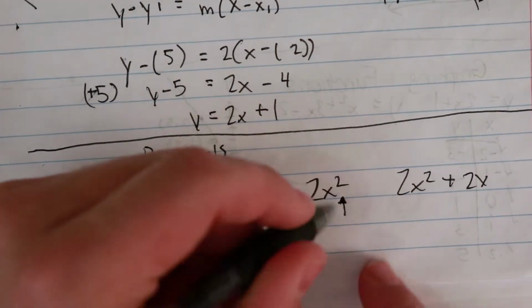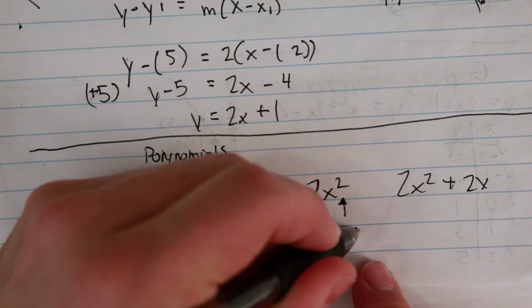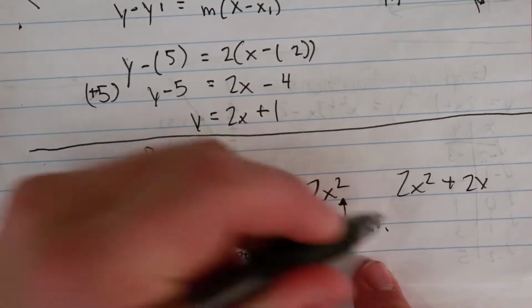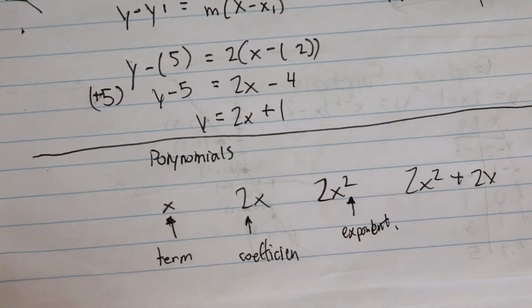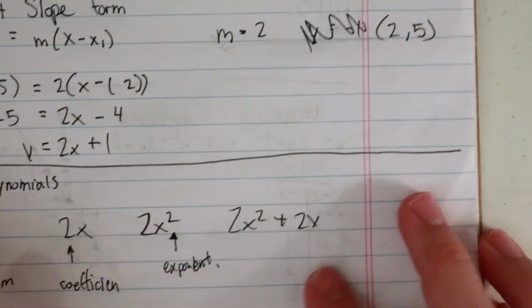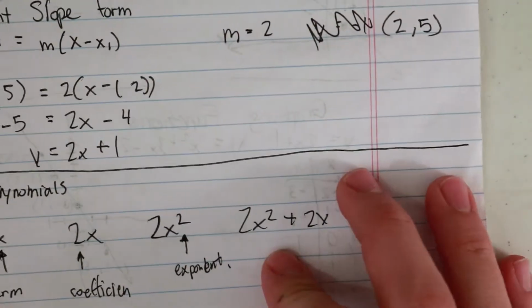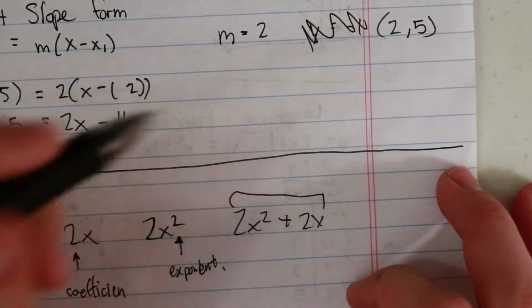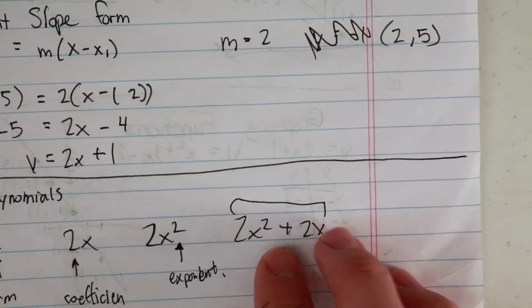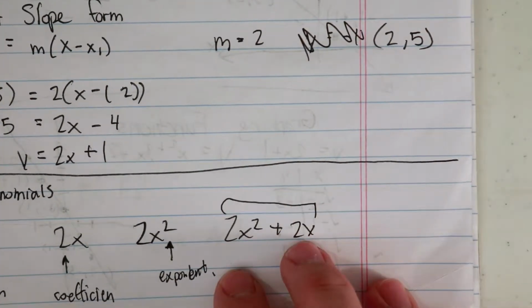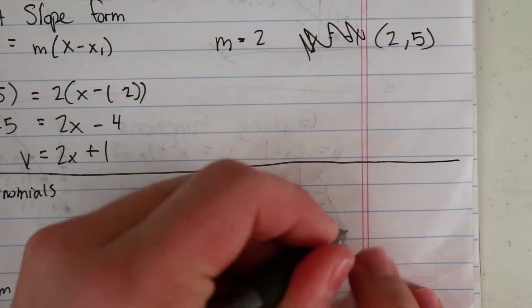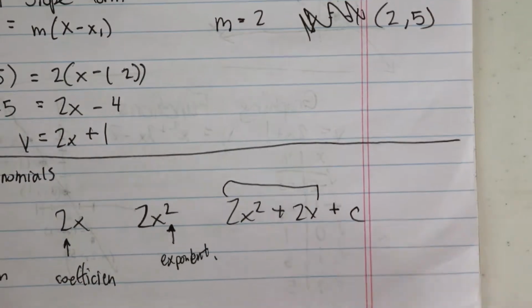If x is raised to a power, this is called an exponent. That's what those are called. And then we have this over here as well. So this is going to be called a binomial, meaning we have two terms in it. And then we also may have a constant over here as well.